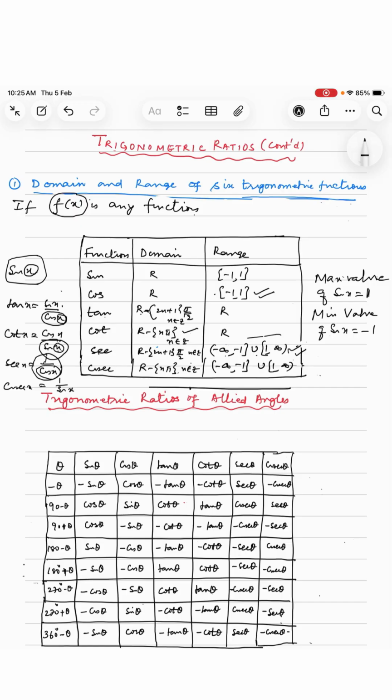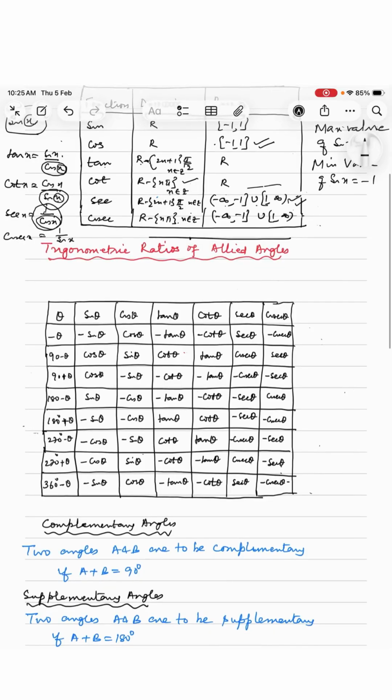Okay. Now the second basic point is very, very, very important: trigonometric ratios of allied angles. Now what do you mean by allied angles? Minus theta, 90 minus theta, 90 plus theta, 180 minus theta, 180 plus theta. Now these are called allied angles. So trigonometric ratios related with these allied angles.